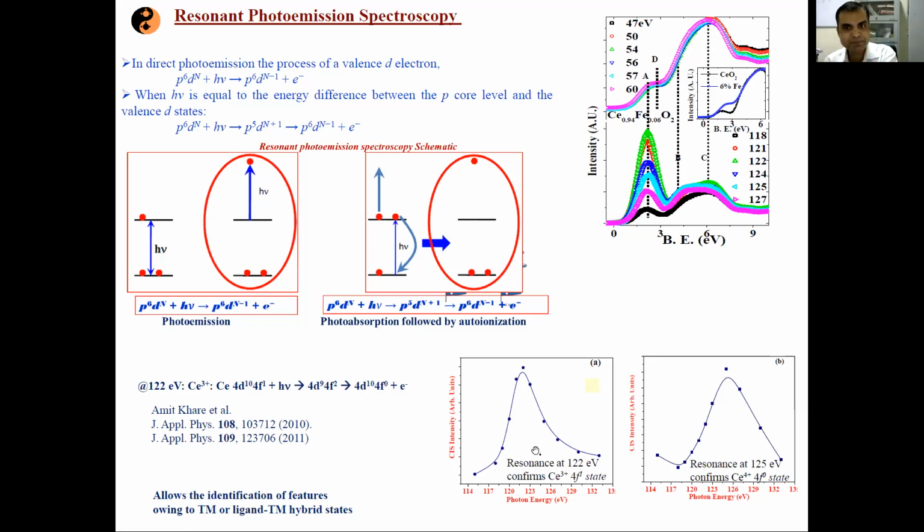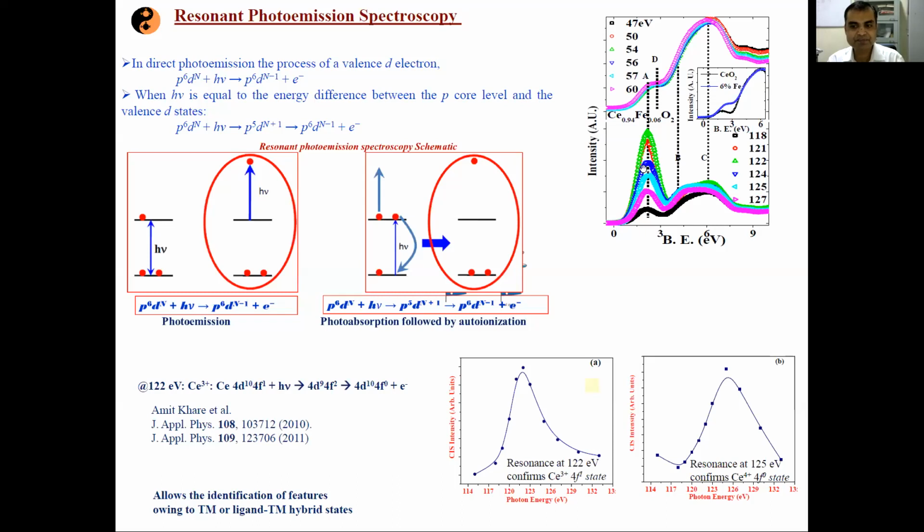So from this simple experiment, one can confirm that this first feature, which is appearing close to the Fermi level, our zero binding energy, is attributed to the cerium 3+, which is nothing but the defect state in the system. Because in undoped cerium oxide, you do not expect the cerium 3+ to be present in the system. Number two, the feature appearing at higher binding energy arises because of the cerium 4+.